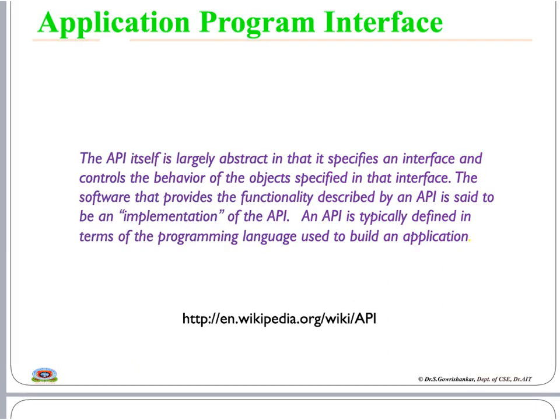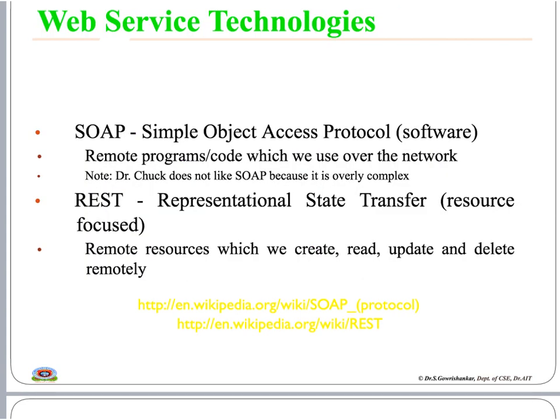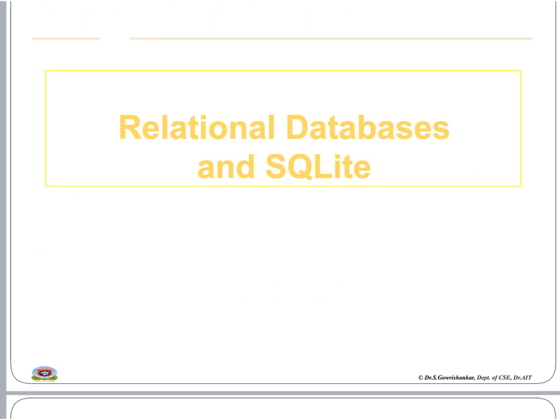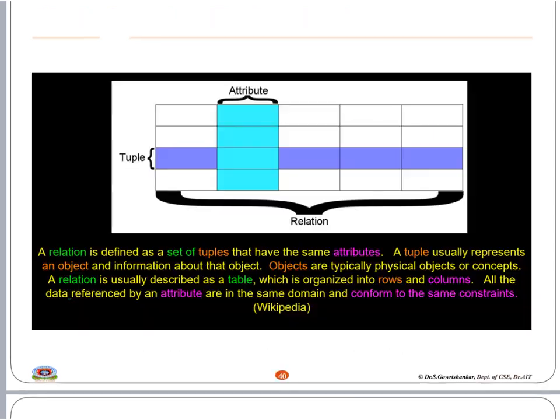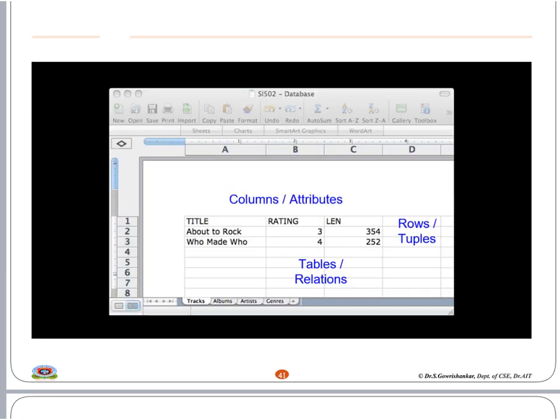API itself is a large abstract application program interface, which interfaces a lot of technologies, right? Where we are going to use SOAP, that is Simple Object Access Protocol, and REST, Representational State Transfer, and so on while creating relational databases and SQLite. SQLite is a small database. In order to access SQLite, you have to download it. I shall share the links and related documents.